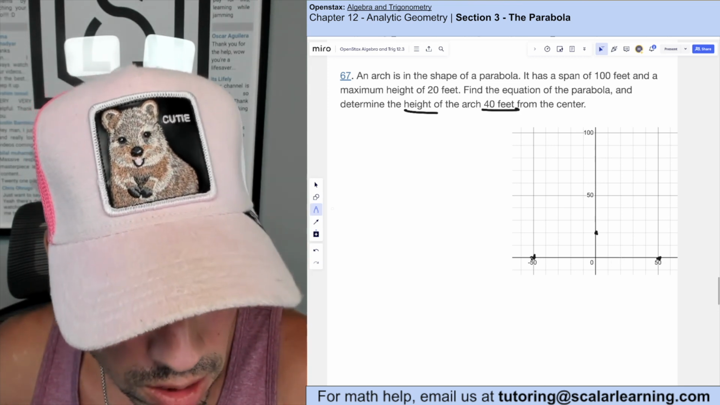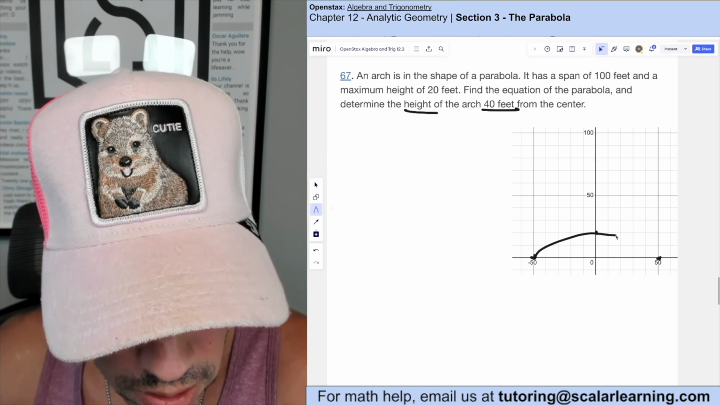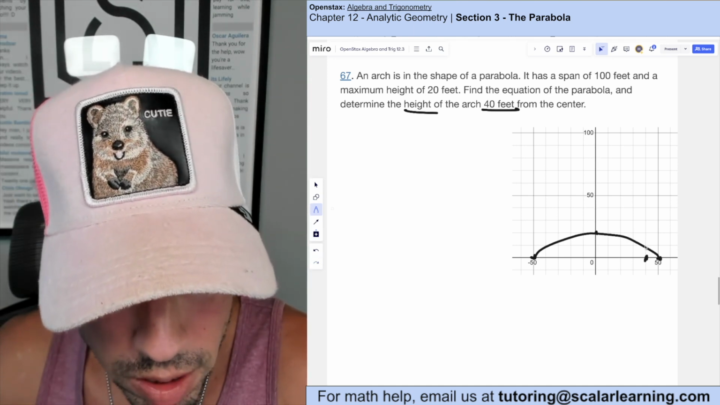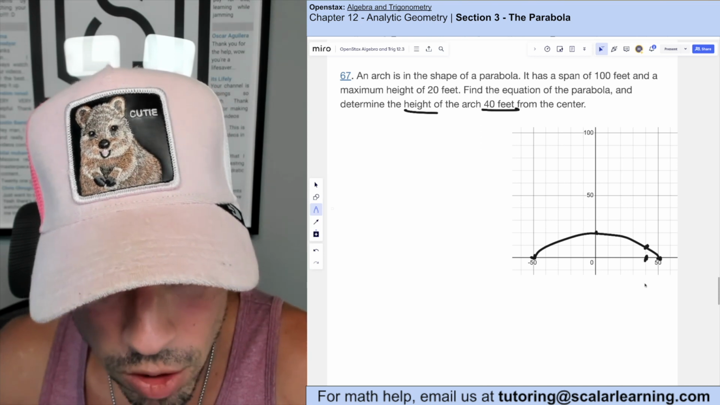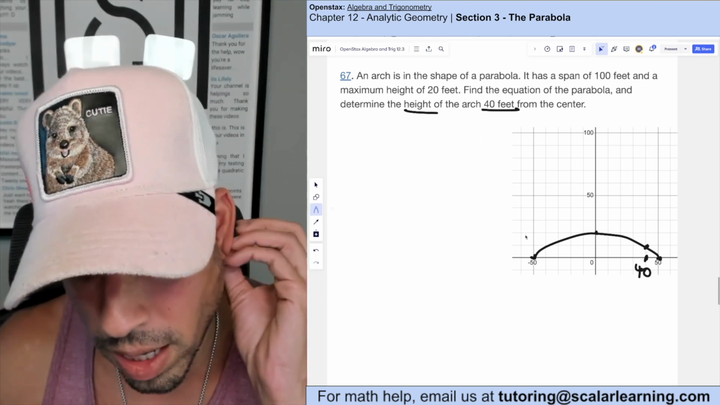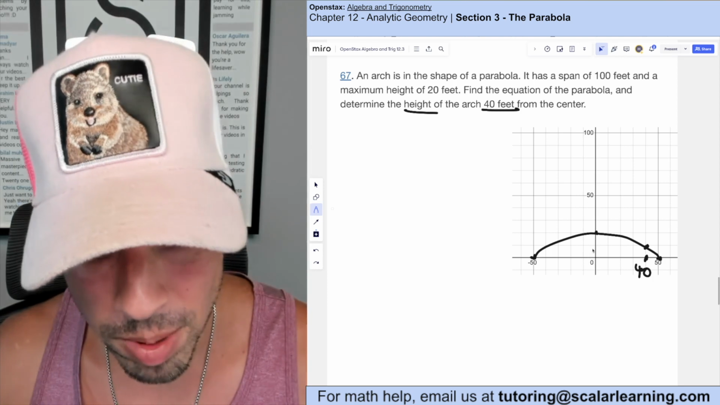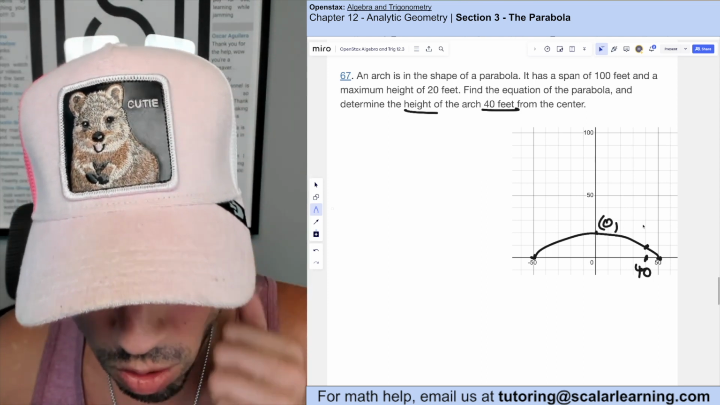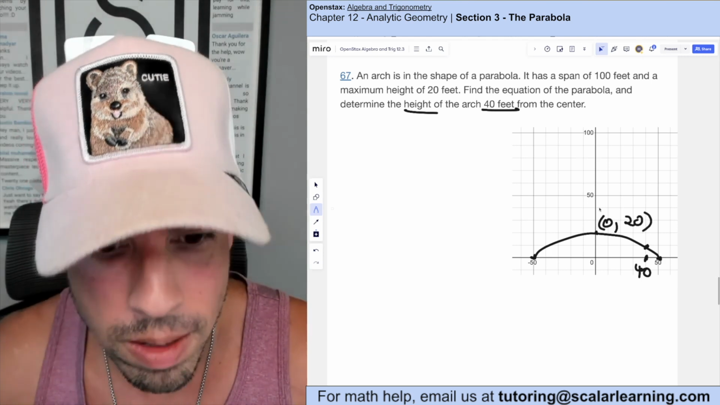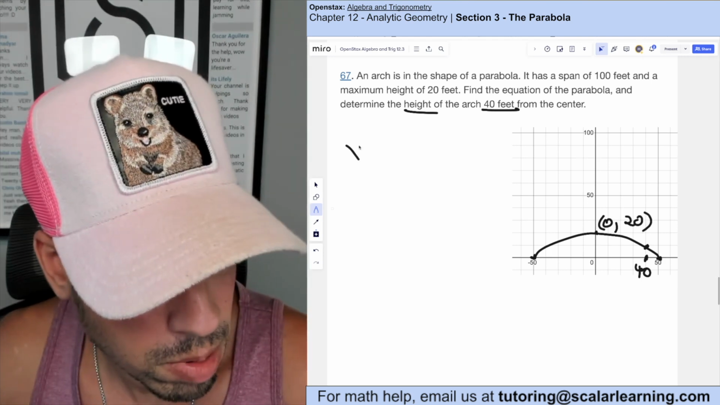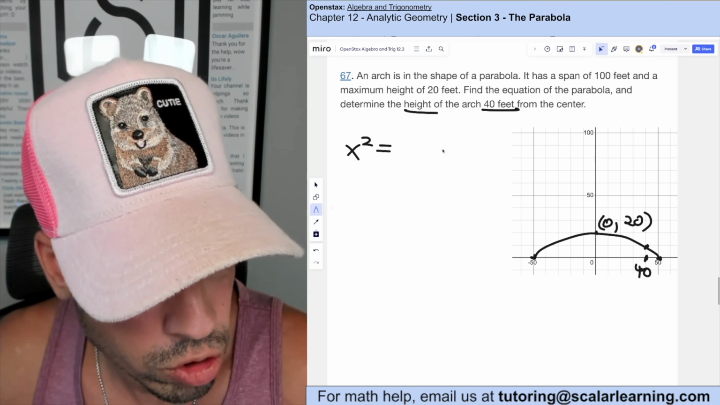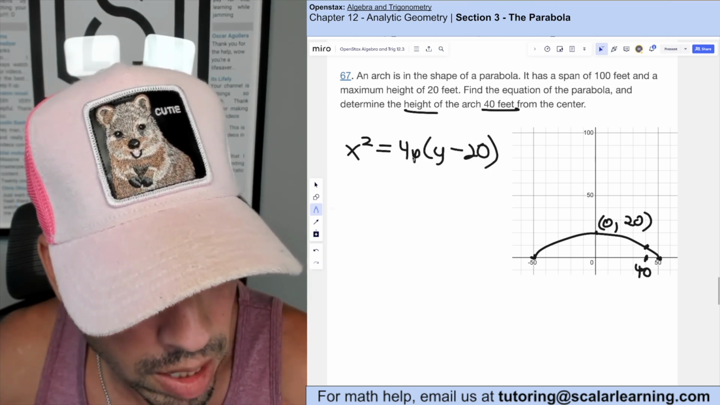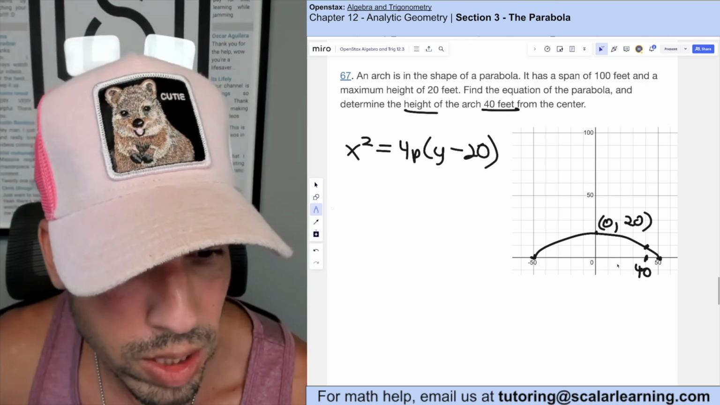Find the equation of the parabola and determine the height of the arch 40 feet from the center. So we're going to kind of say like this. And then to find the height 40 feet from the center, we go across 40 and we find that corresponding y value right there when x equals 40. Okay, so I see that it's opening down, so I know it's got to be an x squared function, and our vertex is right here, which is 0, 20. Okay, so that means it's going to be x squared is equal to 4p times y minus 20. Again, p is going to be negative, but we're going to figure out what that is in a second.